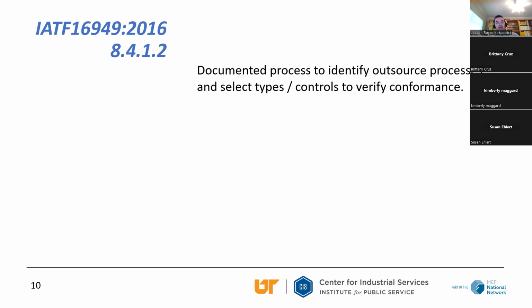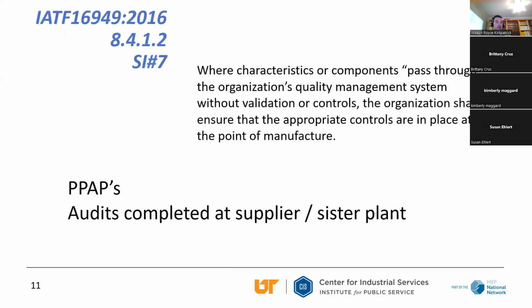Documented process. You've got to have a documented process, a procedure, some kind of process to identify what outsourced processes and types you're going to put in place and how you're going to control these external processes. Typically, that's done in the supplier development process.